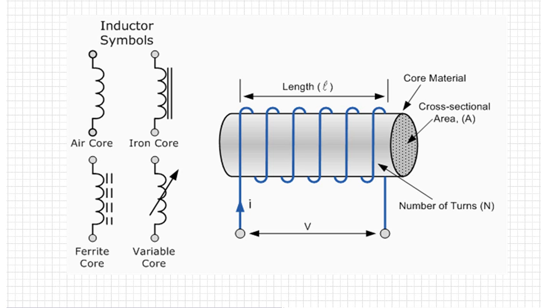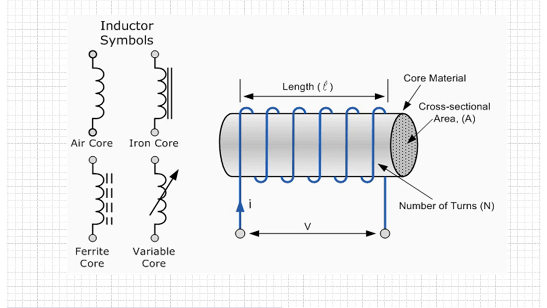So on the left hand side you have an air core. The symbol has nothing else except the inductor symbol showing coils of wire. The one next to that is an iron core inductor. That's a laminated iron core because of the two lines. Iron core inductors are only used at low frequencies, 50 Hertz, transformers, and at audio frequencies.